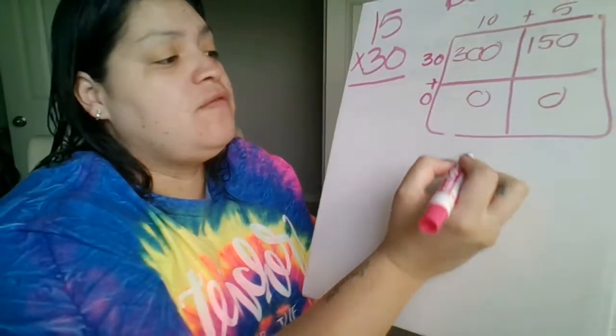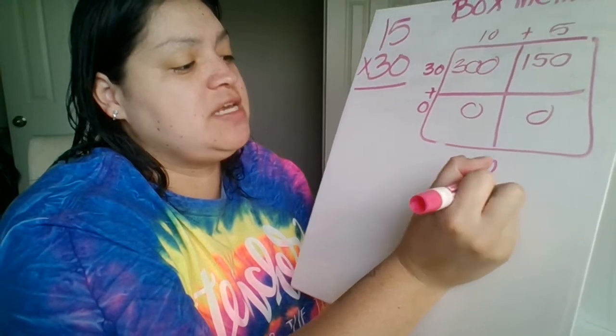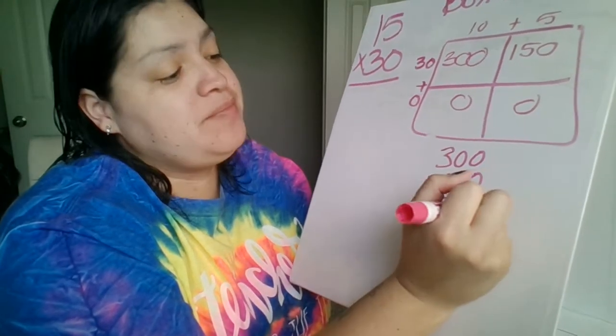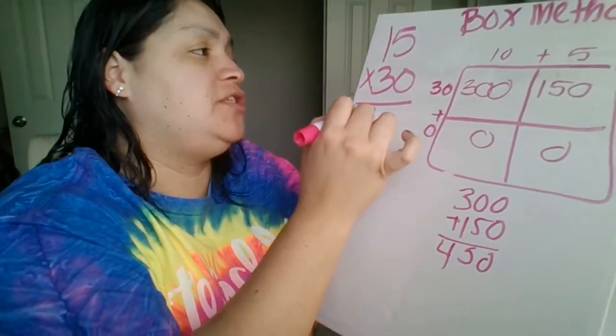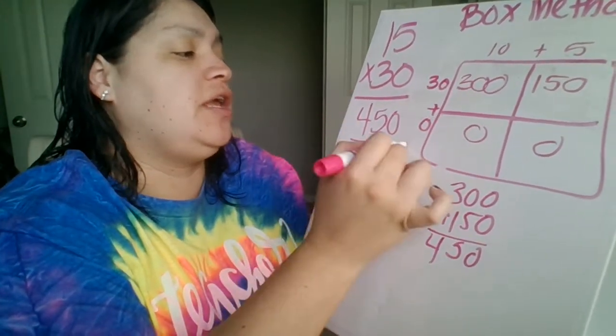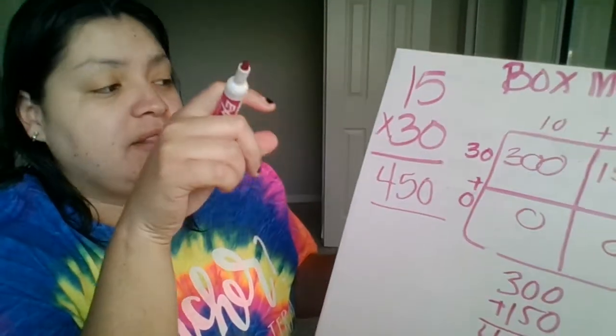Then I'm going to come over and add these up. So I'm going to take that 300 plus that 150. I'm going to add it up. And I get 450. So 15 times 30 is 450, okay? So this is how you do the box method.